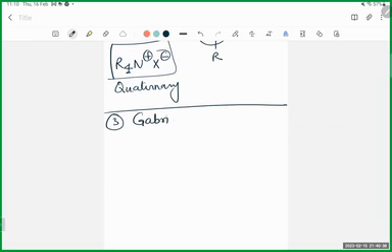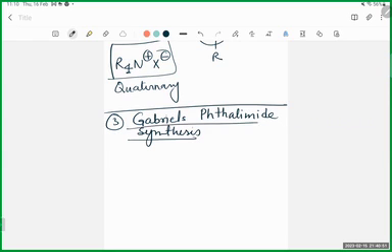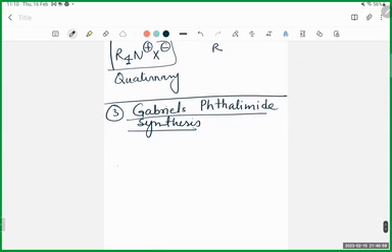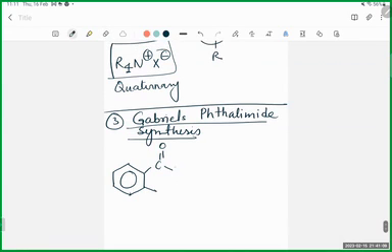Actually, in the Gabriel phthalimide reaction, it looks like the preparation of an aromatic compound, but it is not aromatic. We take the aromatic reactant, but the product produced is a primary aliphatic amine. So we take phthalimide. What is phthalimide? In this, there is C double bond O and O over here, but nitrogen, because of the amine group, we are taking the amide now. So we call it a phthalimide.